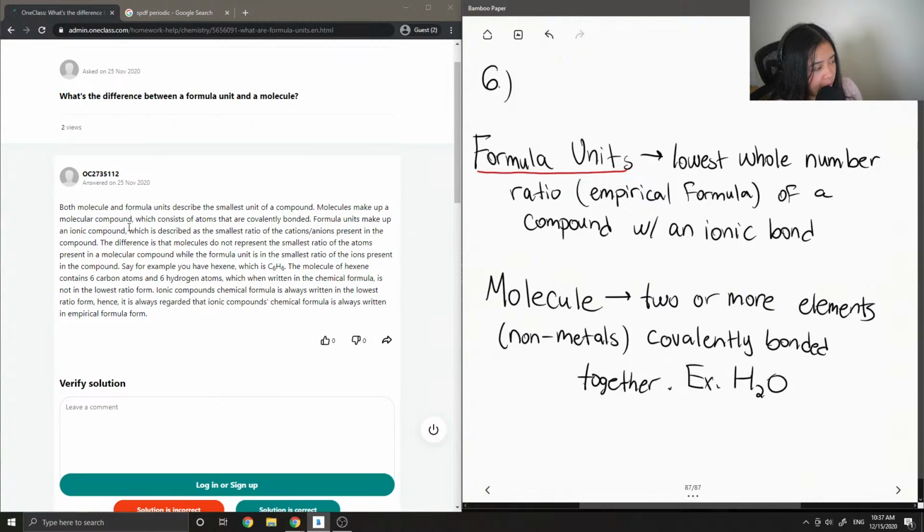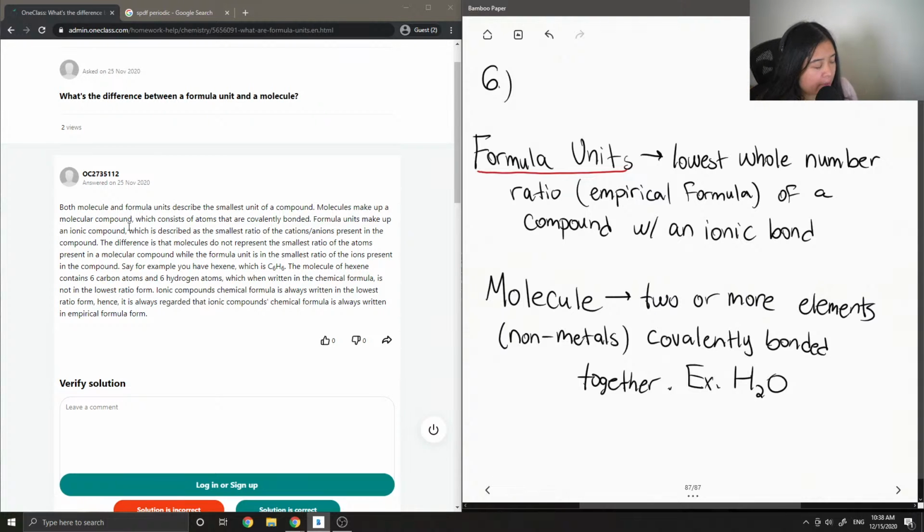Both molecule and formula units describe the smallest unit of a compound. Molecules make up a molecular compound, which consists of atoms that are covalently bonded. Formula units make up an ionic compound, which is described as the smallest ratio of the cations and anions present in the compound. The difference is that molecules do not represent the smallest ratio of the atoms present in a molecular compound, while the formula unit is in the smallest ratio of the ions present in the compound.